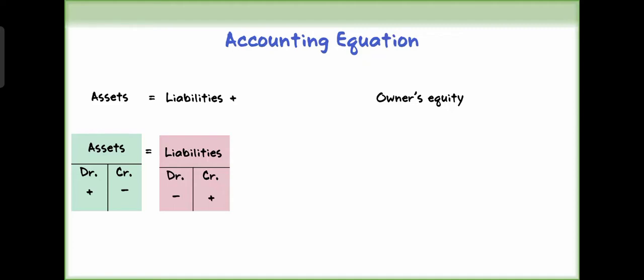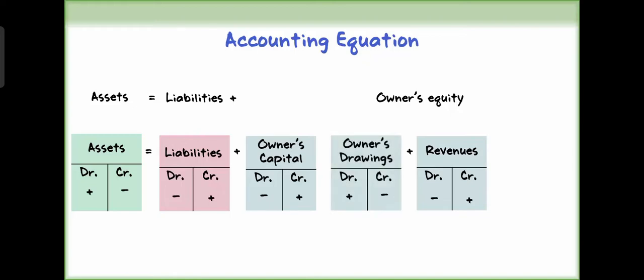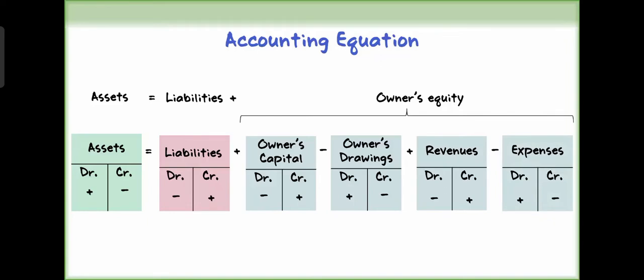Owner's equity is the ownership claim on total assets of a business. It is equal to total assets minus total liabilities. It has a normal credit balance, increases with a credit, and decreases with a debit. In a business, owner's investments and revenues increase owner's equity. Both owner's capital and revenue have a normal credit balance. On the other hand, owner's drawings and expenses decrease owner's equity. Both owner's drawings and expenses have a normal debit balance.